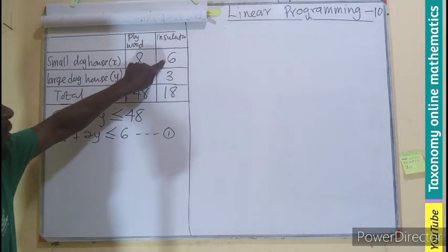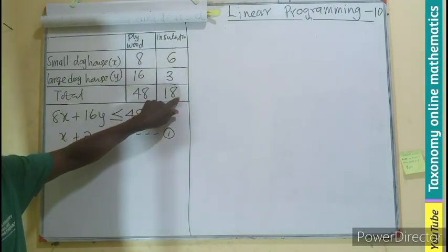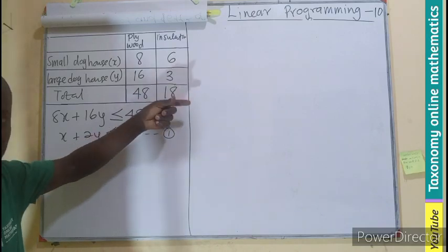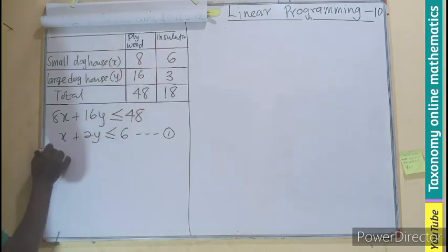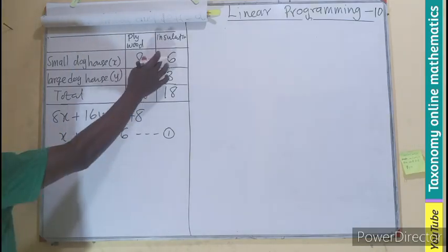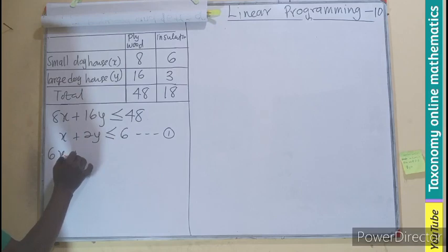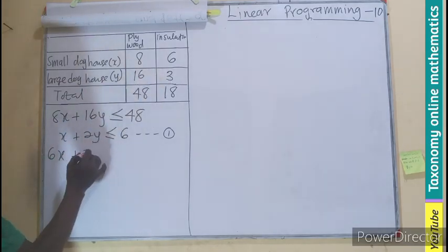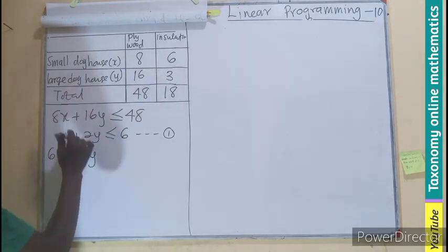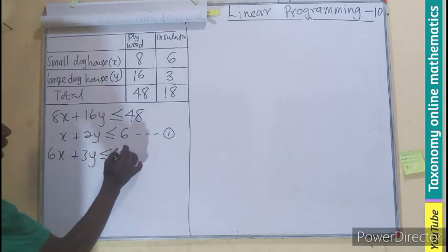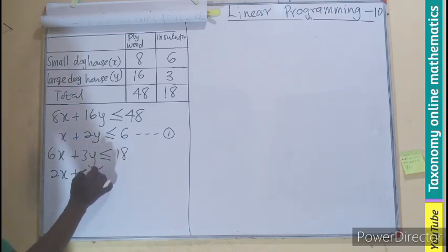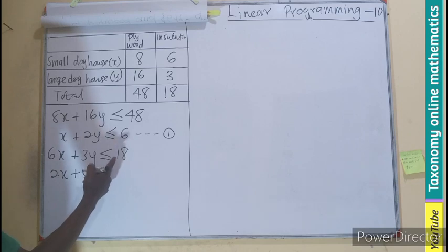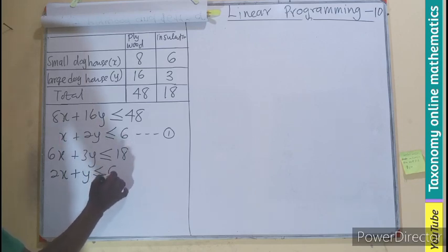Then in the case of the insulation, we have 18 feet available. The same way, we can use all the 18 or less than that. So I'll be having 6 of the insulation for the small house, then 3 of the insulation for the large house should be less than or equal to 18. With 3 being the common factor, I can have 2x plus y less than or equal to, when 3 goes into 18, that will be 6.